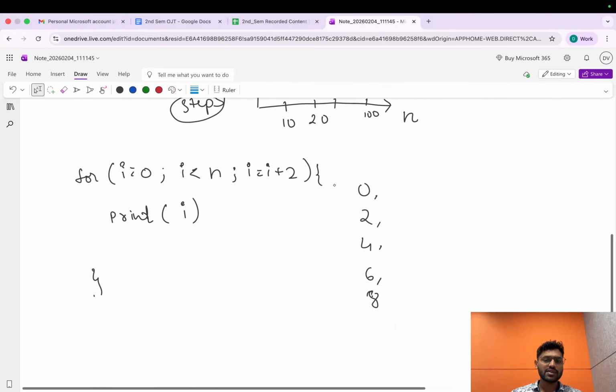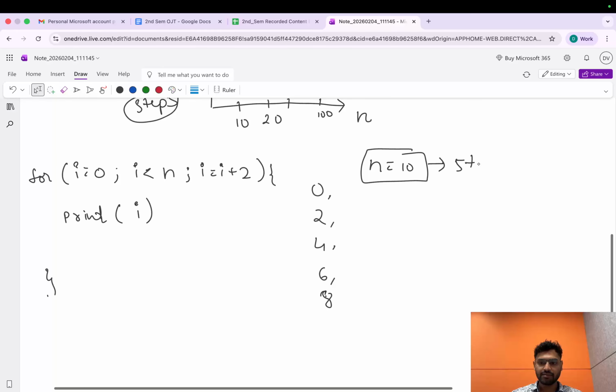Let's say the n value here is 10. How many times are we running? We are running 5 times. Am I right? Because we are incrementing by 2. In the same example, if n is equal to 100, how many times are we running?